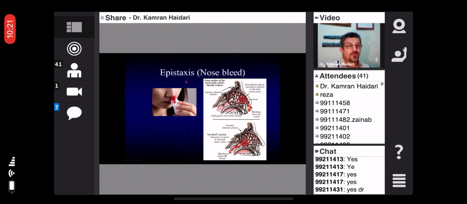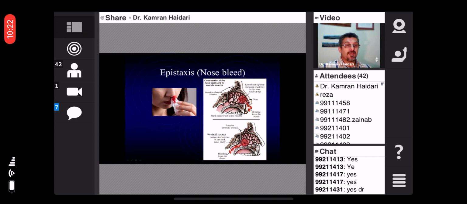The medical term for nosebleed is epistaxis, because of rupture or tearing of the anterior anastomosis network, or Kesselbach plexus, also called Woodruff's plexus or little plexus. Sorry, Little's area and Kesselbach are the same.